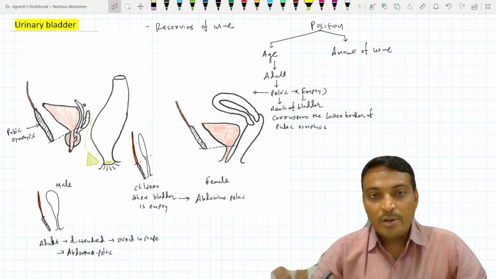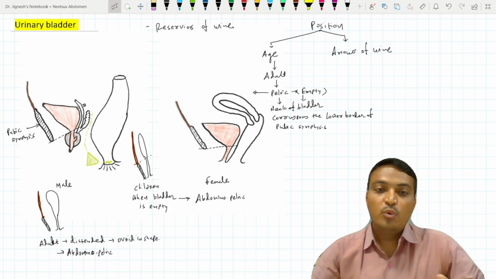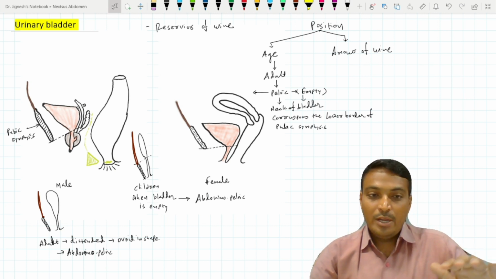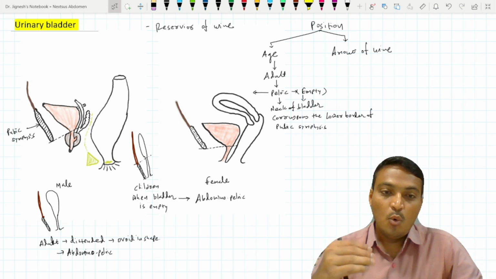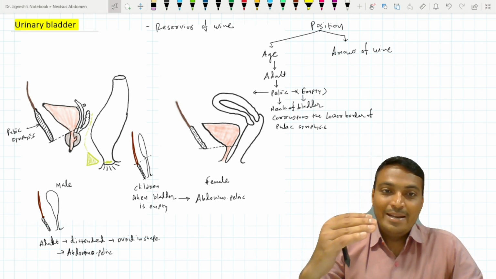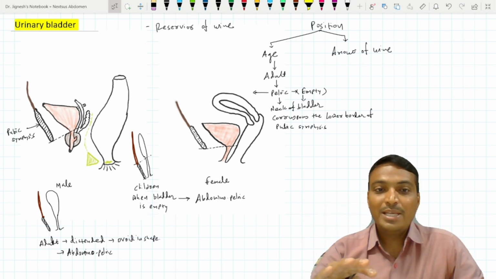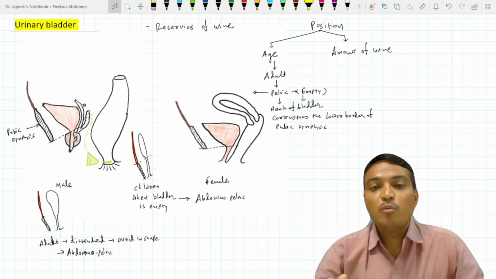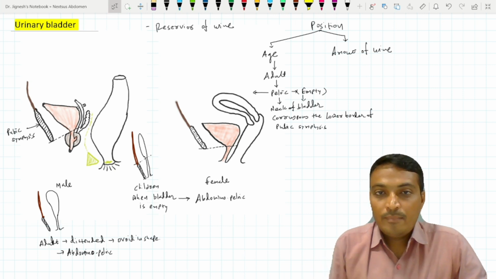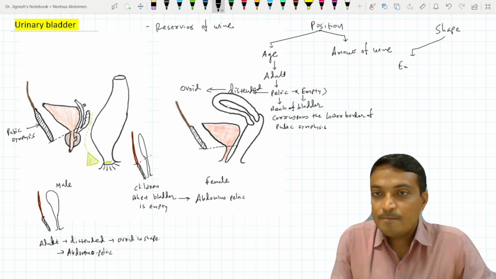So here we have seen the position of the bladder in case of the adult as well as in case of the children, and along with that we have also considered the amount of the urine. If it is present, or if the bladder is distended, it becomes ovoid and becomes abdominopelvic in position, while if the bladder is empty, it remains pelvic in position in case of the adult, and it remains abdominopelvic in position in case of the children. Now when we see the shape of the bladder, when it is empty, it is tetrahedral in shape, and when it is distended, it becomes ovoid.